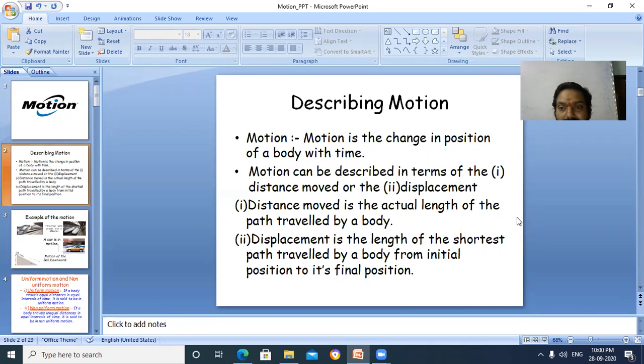It can be described in terms of the distance moved or displacement. Distance moved is the total length of the path, or actual length of the path, traveled by the body. Displacement is the shortest distance from the initial position to the final position of the body. So that is the difference.